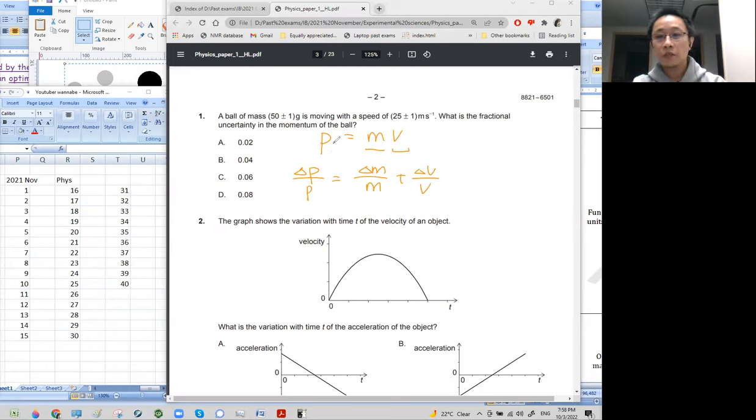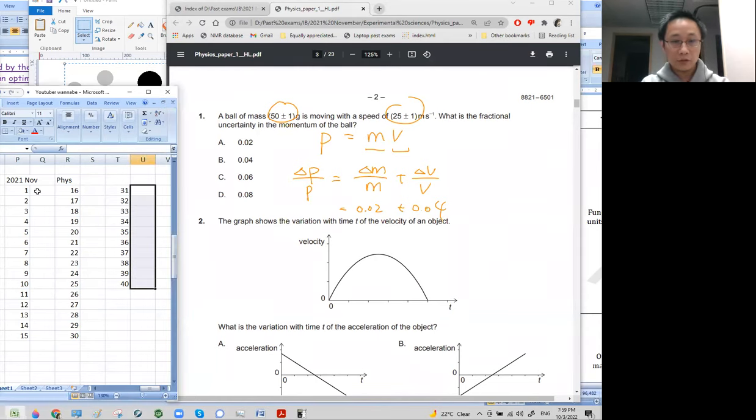The fractional uncertainty of the overall quantity equals the sum of the fractional uncertainties of the two quantities that are used to perform the calculation. So here 1/50, I hope you guys can recognize quickly that this is 0.02, so 2%. Meanwhile, the speed uncertainty, 1/25, corresponds to 0.04. Therefore, the answer is C, 0.06.